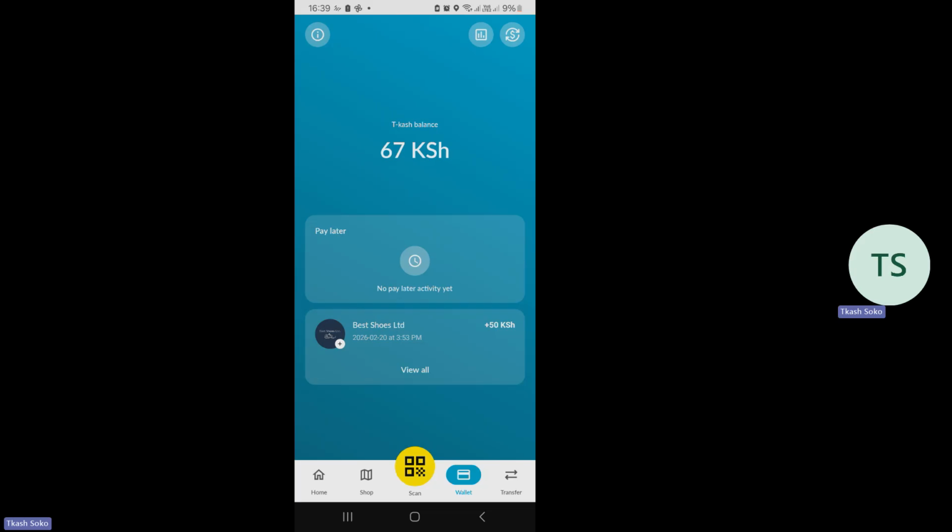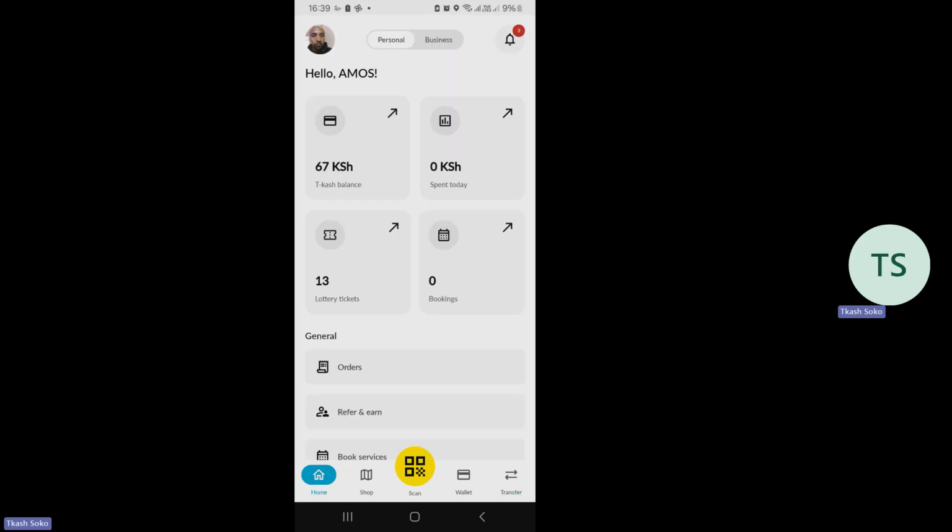To withdraw, you come to transfer. Transfer, it's just besides the wallet. So utakuwa kwa home, then unakuja hapa. Or hapo chini kabisa, just down there on the right hand side, there is the word transfer. That is the word that you tap.